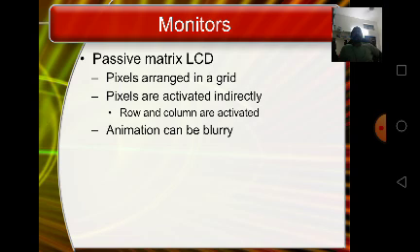The passive matrix LCD relies on transistors for each row and each column of pixels. The pixels are activated indirectly, that is, the row and column are activated.